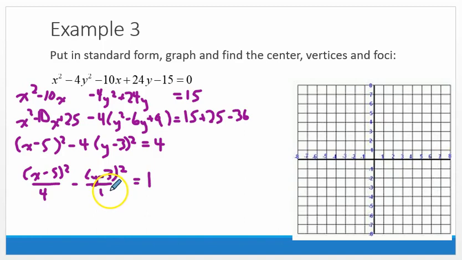So again, we want to start with the center of our shape, which is going to be +5, +3. So I'm going to go right 5, up 3, and draw a dot there. So that's our center, and we can label that as well. So we'll say center is 5, 3.